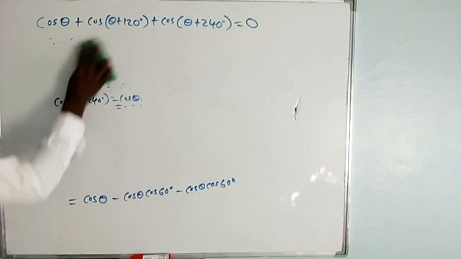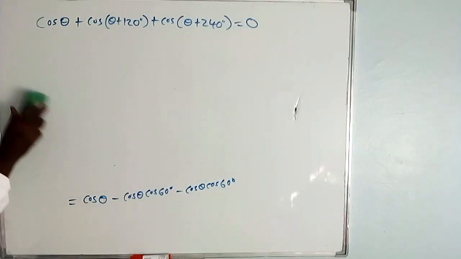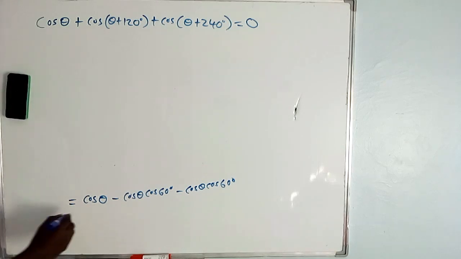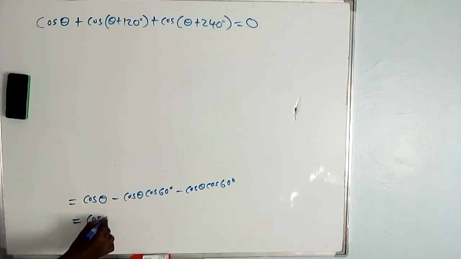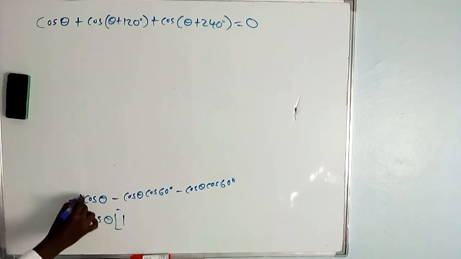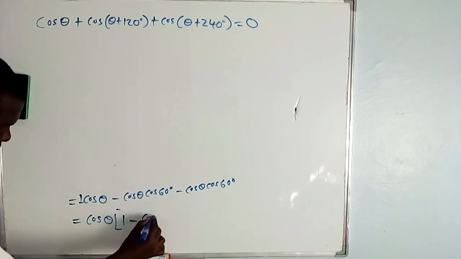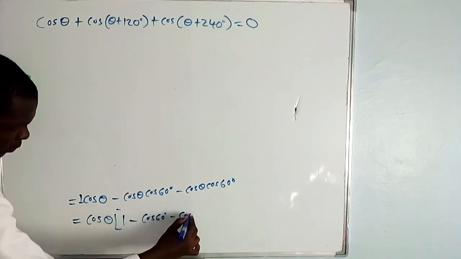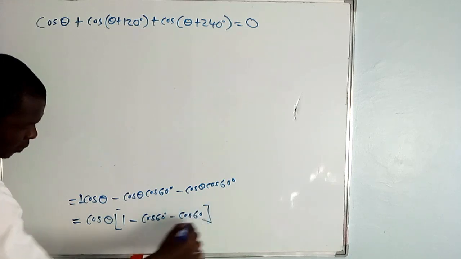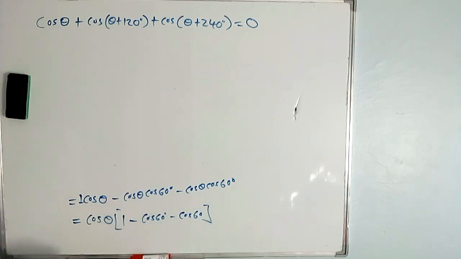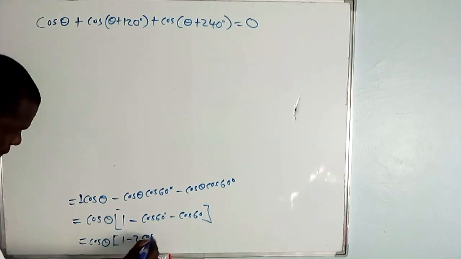Then you factorize out a common factor, isn't it? So a common factor is cos theta. If you factorize out cos theta, here you remain with 1, isn't it? So it is 1 minus cos 60 minus cos 60. So there you have cos theta outside, then 1 minus 2 cos 60. Then you know cos 60 is a special angle.